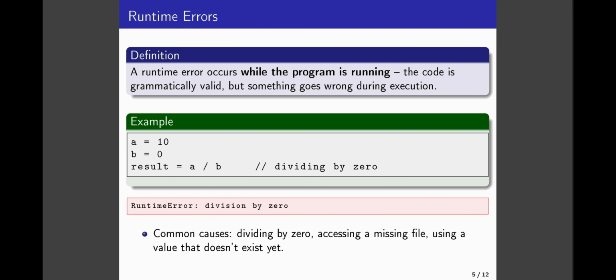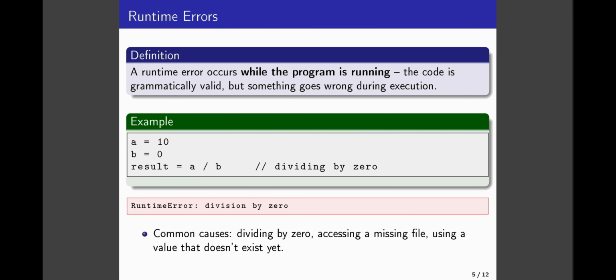Then runtime errors, a completely different category. A runtime error occurs while the program is running. The code is grammatically valid, but something goes wrong during execution. So we set a equal to 10, b equal to 0, and then try to calculate result equals a divided by b. The syntax here is perfectly valid, but dividing by 0 causes a crash while the program is actually running. Notice the error, runtime error, division by 0.